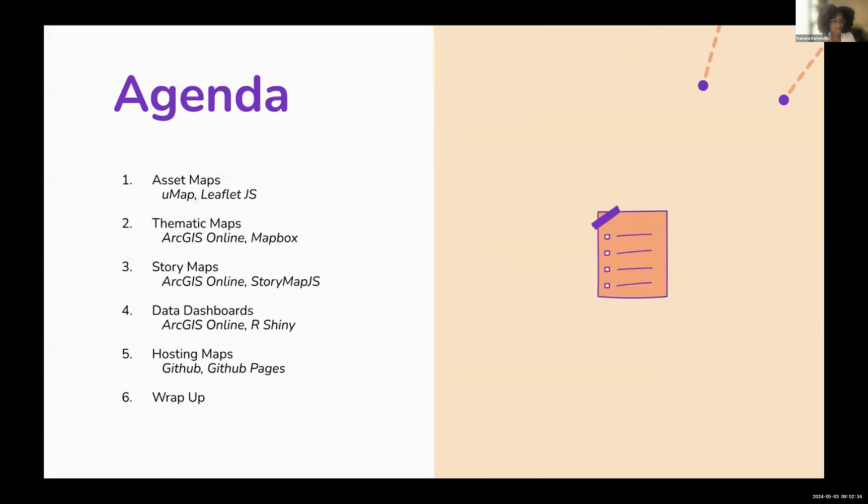Awesome. So we're going to go through all the maps, but focusing on the different apps that we'll be using to create each of the maps. So you have UMap, Leaflet, the ArcGIS Mapbox, Story Map, RShiny. Then we'll talk about hosting your map, mostly for the coding folks, but it's very low code mostly. So we'll talk about GitHub and GitHub Pages. And then obviously we'll wrap it up.